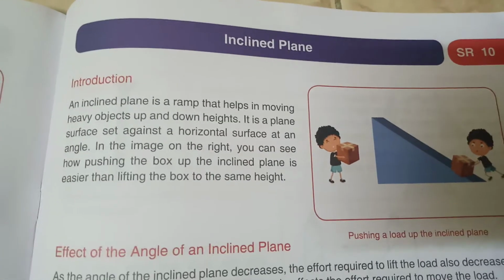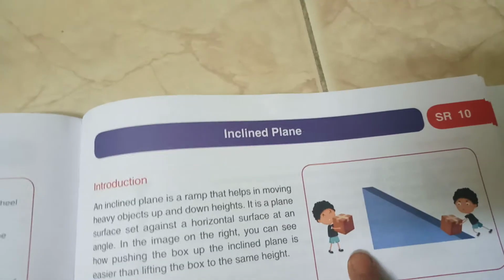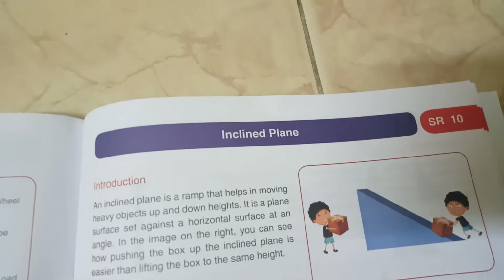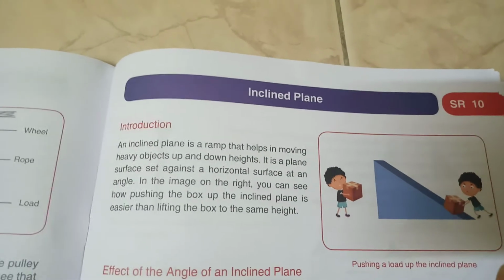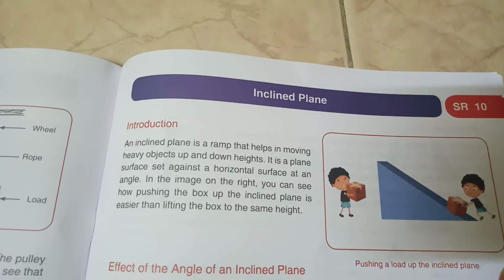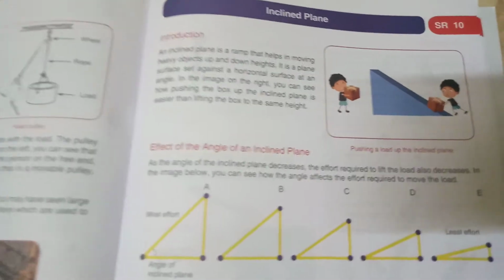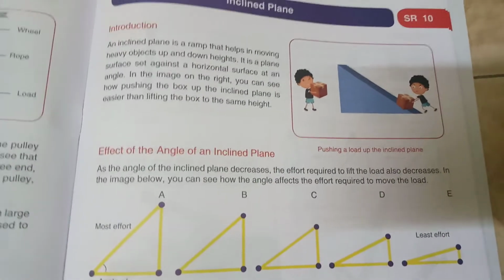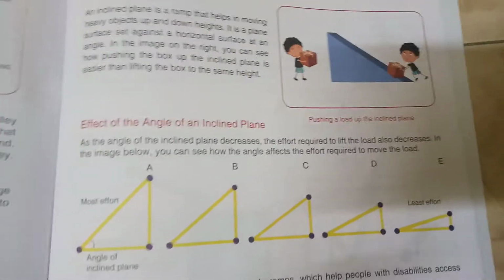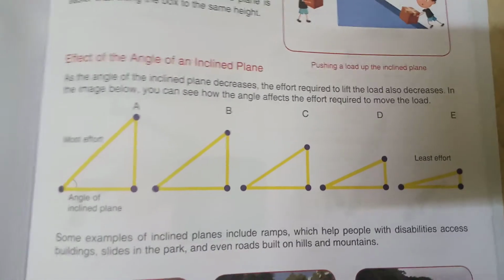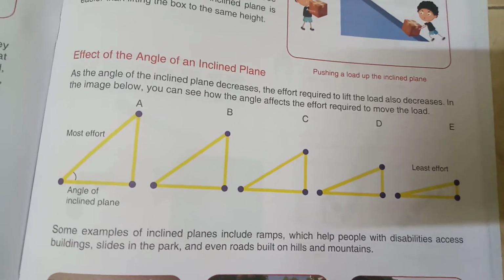Surface set against a horizontal surface. Horizontal means straight. Okay, this is straight. This is inclined. When you are pushing a box up, the inclined plane is easier than lifting it the same height straight up. See the image here, the inclined plane decreases the effort to lift the load.